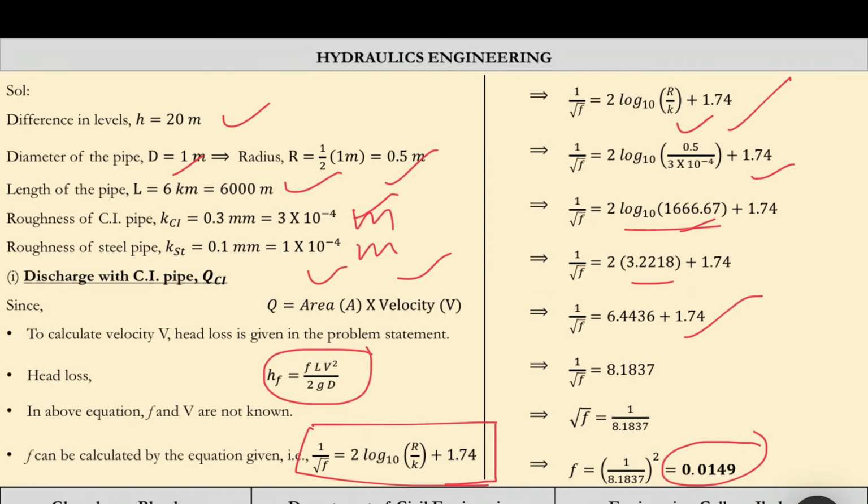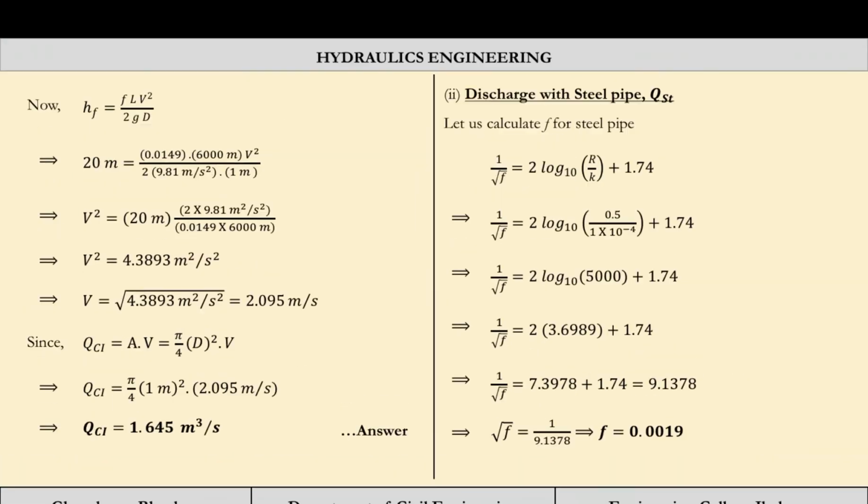Okay, so for this f we are going to put in this equation. So from here we are going to calculate the velocity. So the head loss hf is f L V square by 2gD, that is 20. Everything is known to us. We will put the value of f. L is 6000 meters, 2g is 9.81, and diameter is 1 meter. Take all the known quantities to the right hand side, and we will get velocity as 2.095 meters per second.